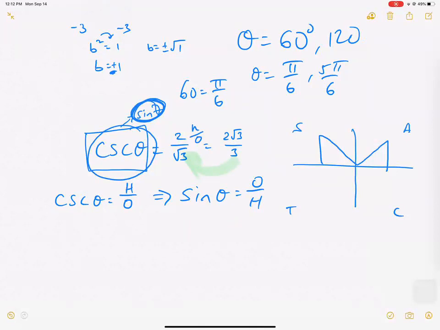Now let's label these sides. Hypotenuse is 2, got it. The hypotenuse is 2 for both of these. And the opposite is square root of 3, square root of 3.